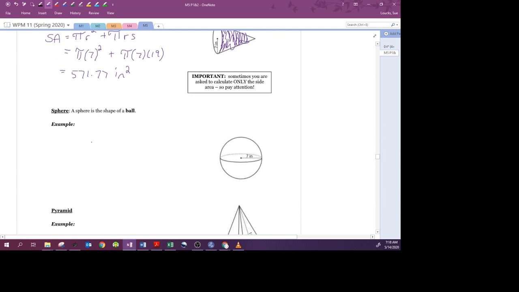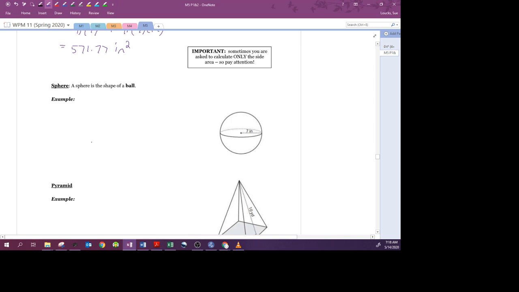A sphere is what we call a ball shape, and its formula is surface area equals 4 pi r squared, and you'll always be given that. And showing you where that formula comes from is way beyond the scope of this course. It's actually calculus level work to show you how that one is figured out. I'm not going to do that. So 4 times pi times 7 squared. My calculator tells me that's 615.75 inches squared.